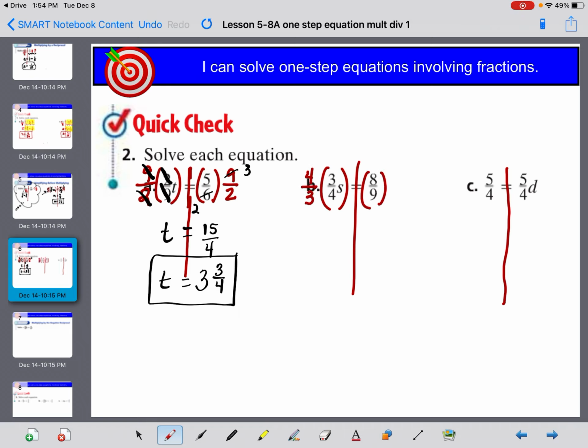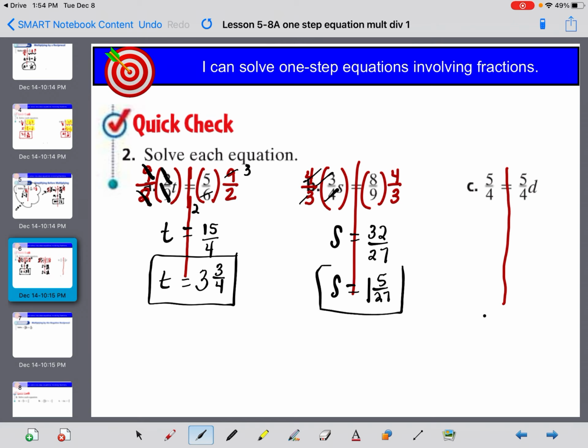To multiply by the reciprocal, I multiply both sides by 4/3. Then I reduce my fractions. S is by itself on the left, and on the right, I'm left with 24. Nope, I'm not. That's 32. Sorry about that, folks. 32/27. Now, 27 goes into 32 one whole time, and 5/27 are left.